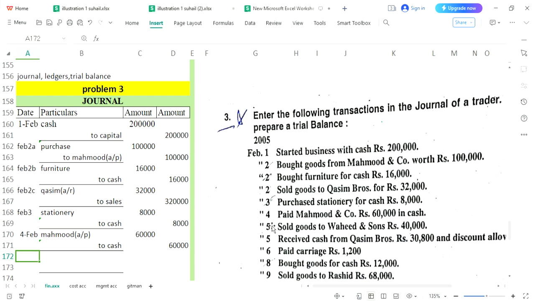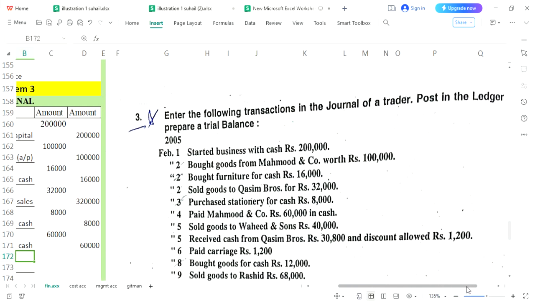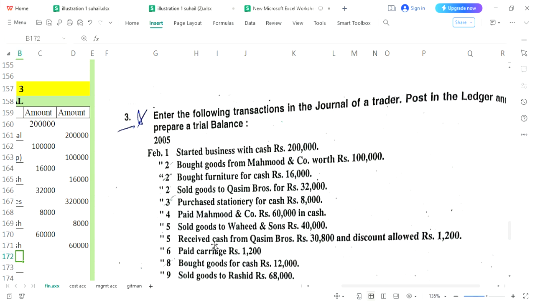Now let's see what the next entry is saying. After February 4, we have February 5. Put the date first. What is happening on February 5? Receive cash from Qasim. We'll have to see where Qasim is. You can see we sold goods to Qasim for 32,000, and out of 32,000 you are receiving 30,800. We have received cash from Qasim 30,800 and allowed discount. This is discount allowed, keep it in mind. First we will complete the entry for received cash from Qasim.